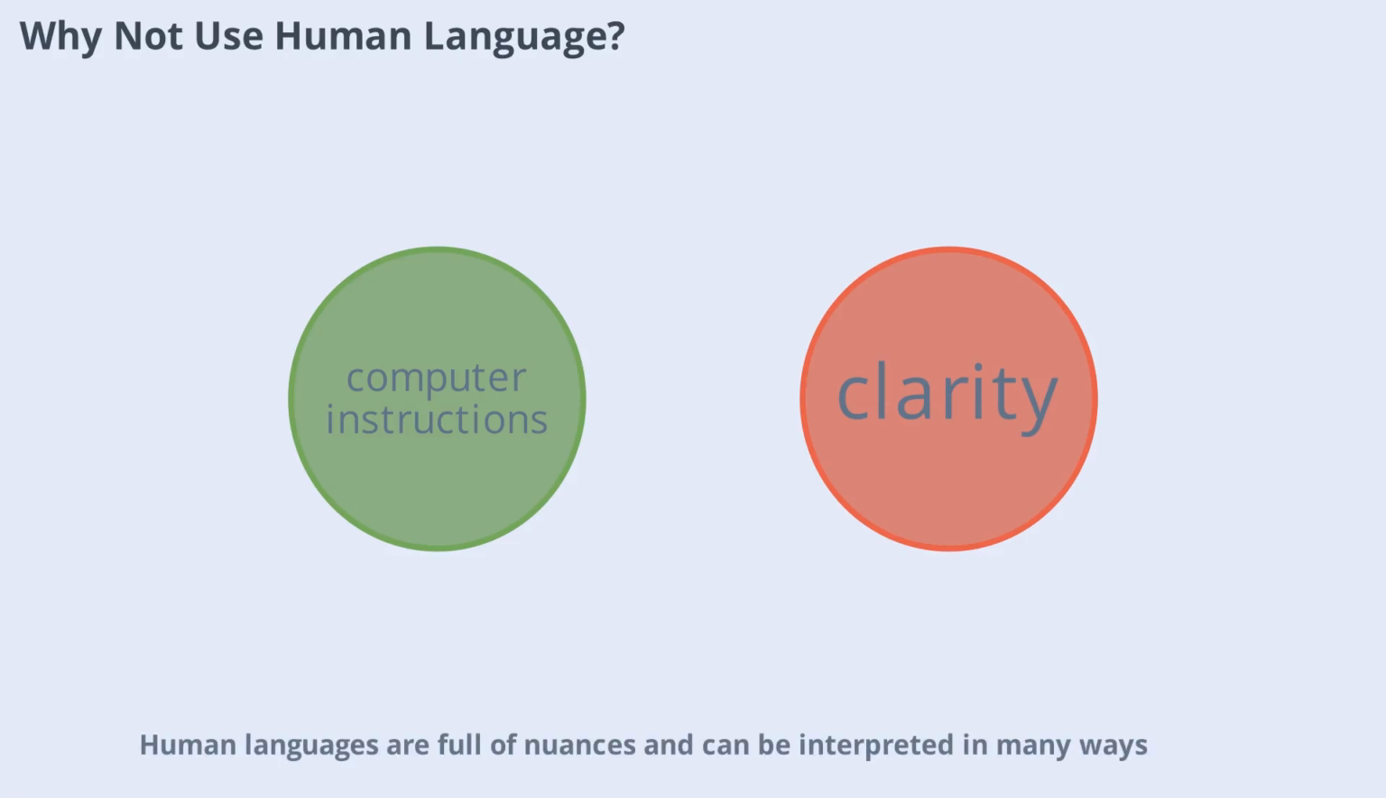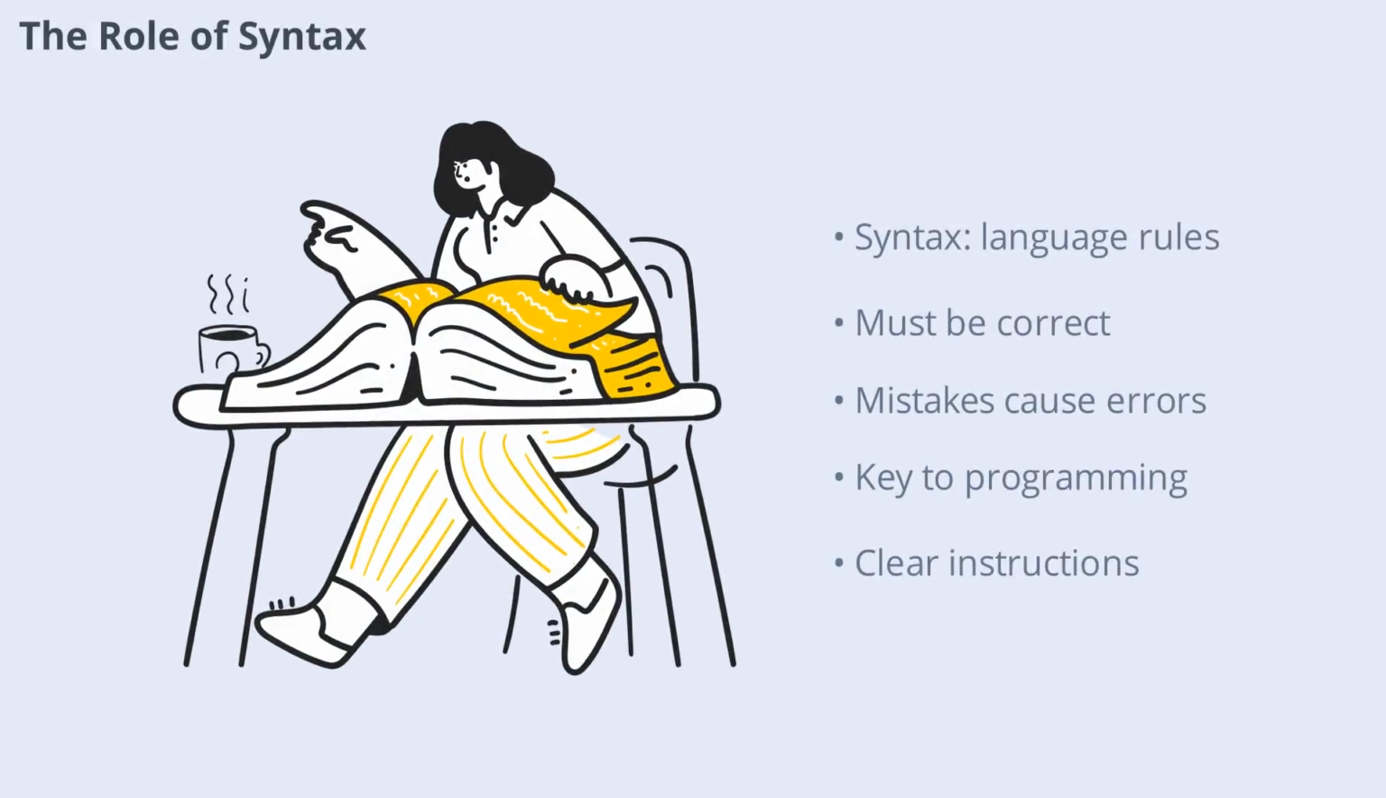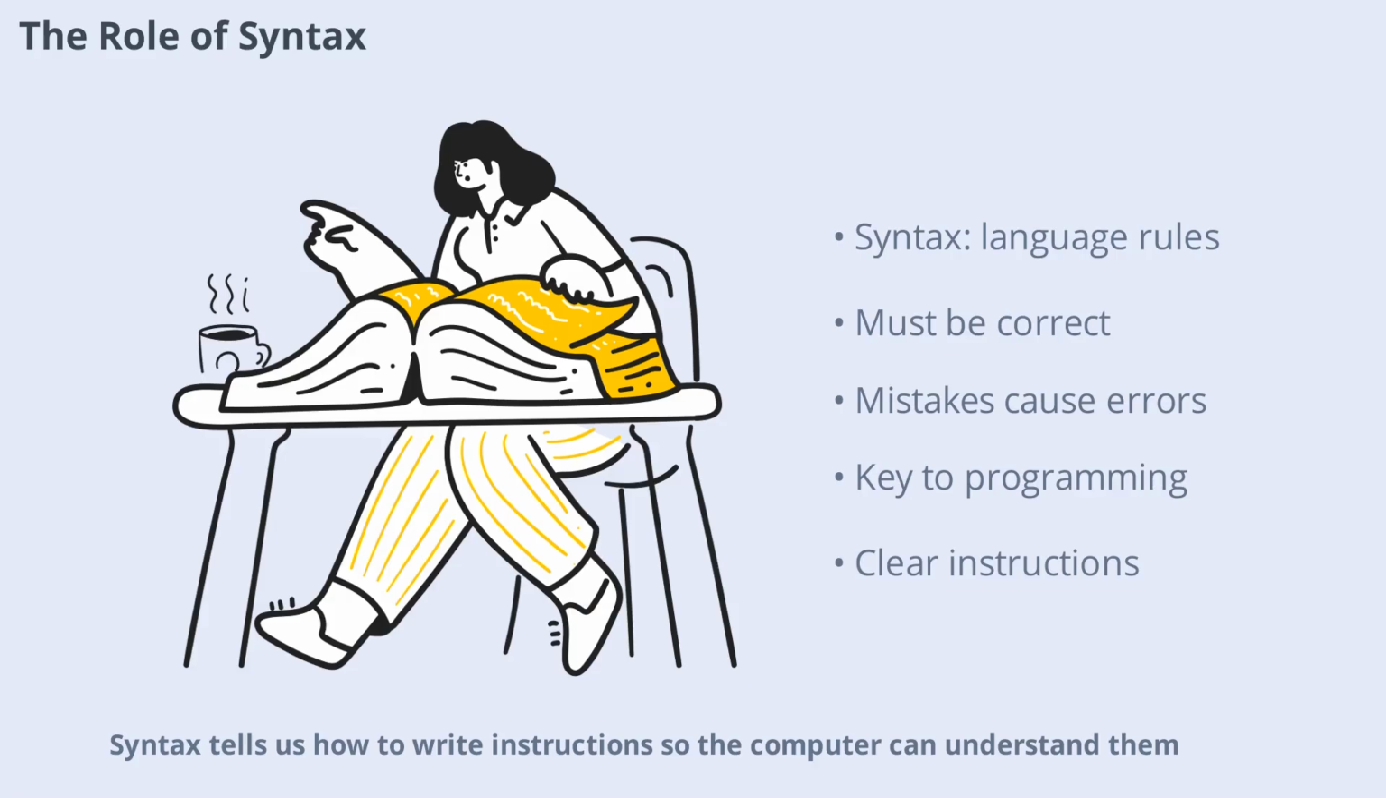Human languages are full of nuances and can be interpreted in many ways, but computers require clear, unambiguous commands. That's why programming languages are so important. They remove confusion and make sure the computer does exactly what we want. Every programming language has its own rules called syntax. Syntax tells us how to write instructions so the computer can understand them.